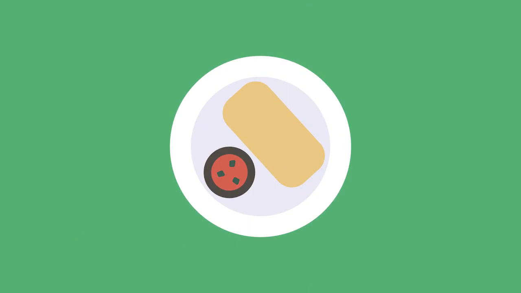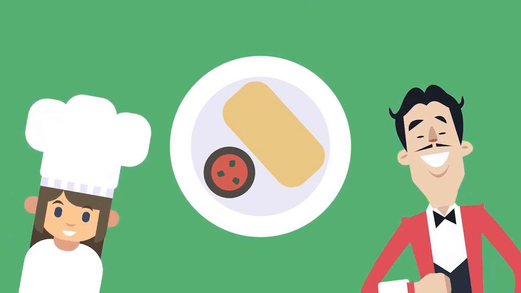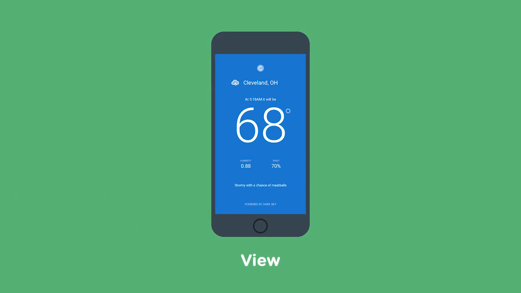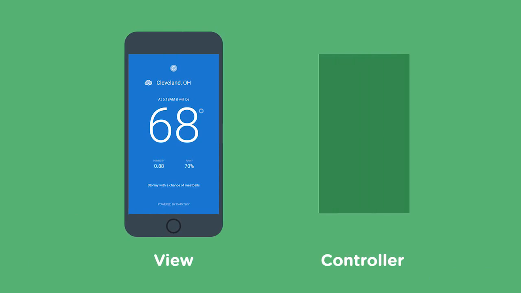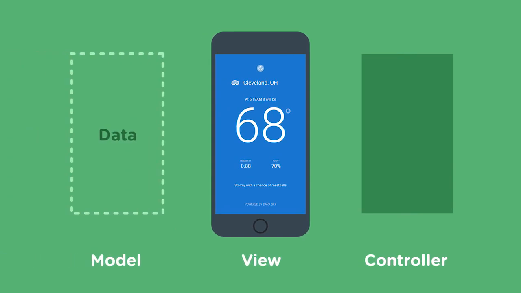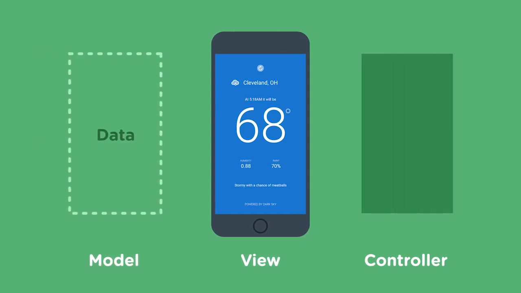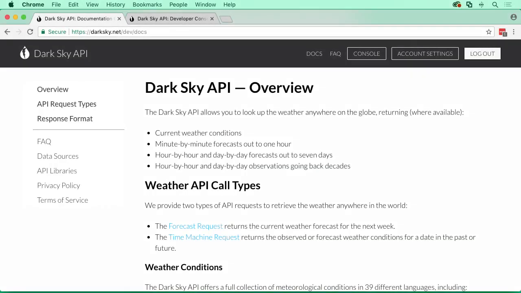Clearly, in Android apps, we don't have chefs and waiters running around inside our devices. Android apps implement the MVC pattern with the view being the layout on the screen the user sees. The controller is the activity that presents views and responds to user input. The activity also interacts with the data model, and that data model is typically a set of classes that represent our data. Let's take a look at the Dark Sky developers page and the response format.